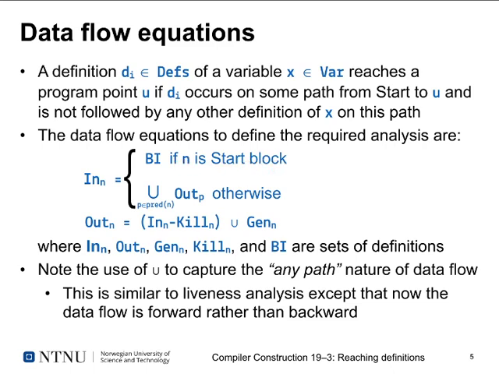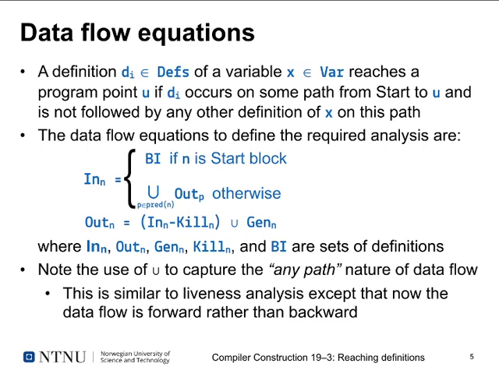So bi might represent information coming into our block, or might simply be an empty set if we just start our program here. If our block n is not a start block, it's the join of all the preceding blocks for their outputs. So we're looking at a certain block n, and we're looking at that block's predecessors we call p, and we're looking at all the outputs of all the predecessors of this block. We're joining them together to obtain the input set for our current basic block n.